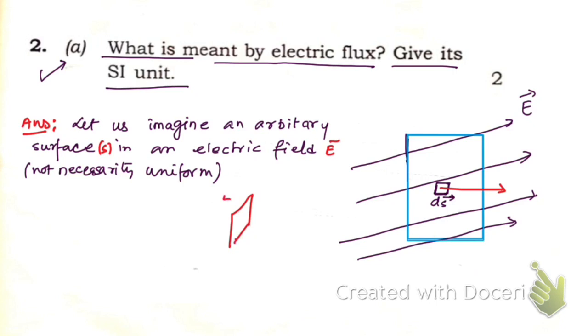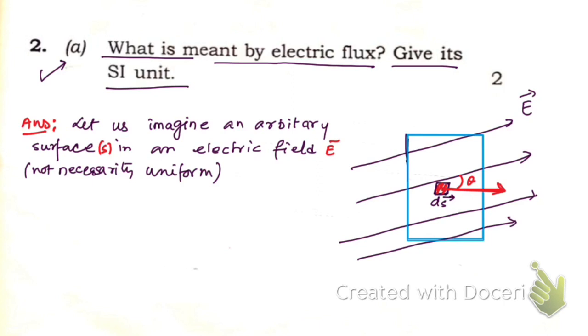If you take the area vector of the face on the right side, then this should be in the outward direction, normal to the surface. That's how we used to take the area vector. So this is a very small area ds, and its area vector is the ds vector. It makes an angle theta with the electric field, suppose.